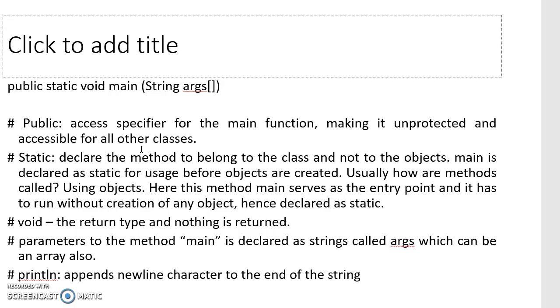The parameter to the method main is declared as strings called args, which can be an array also, and println would be appending a new character to the end of the string, and it will be displaying the string also. That is the function of the println statement.